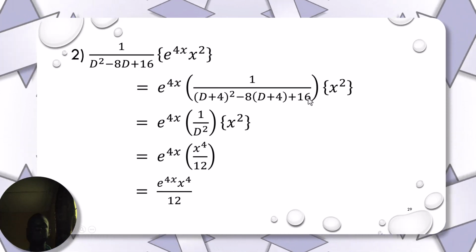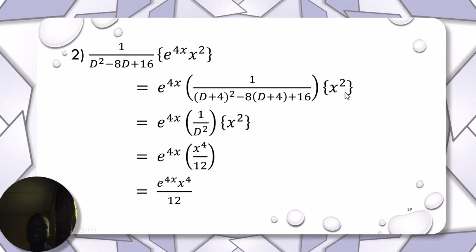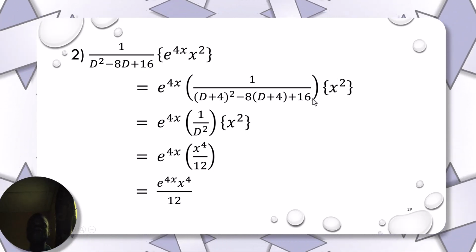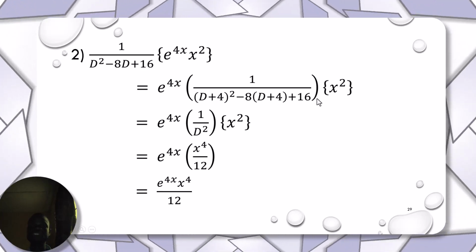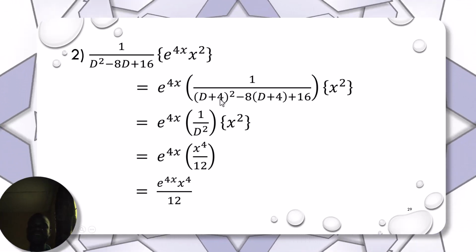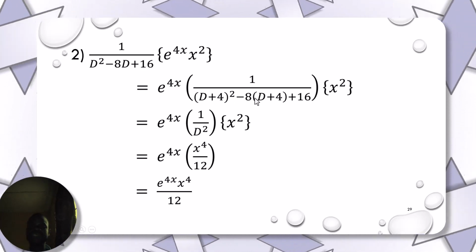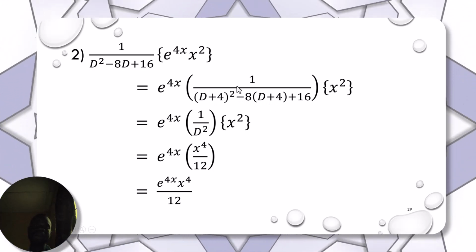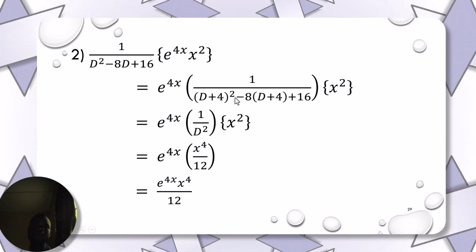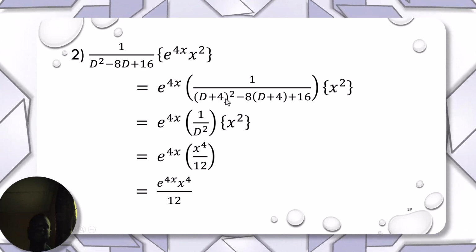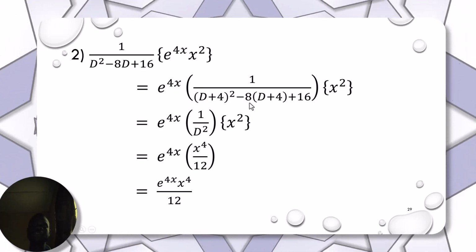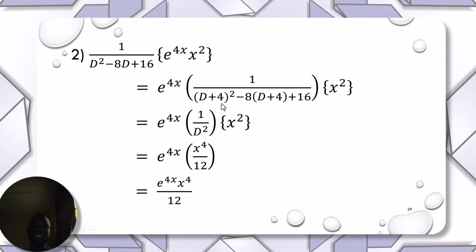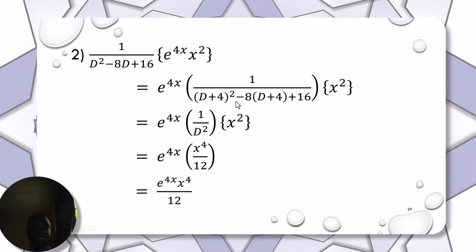Then here I have plus 16. Then the function is still outside. The next thing is for me to open this bracket and add everything that is inside. So if I open this, don't forget this will give me d square plus 8d, plus 16. Yes, this will give me d square plus 8d plus 16, right?